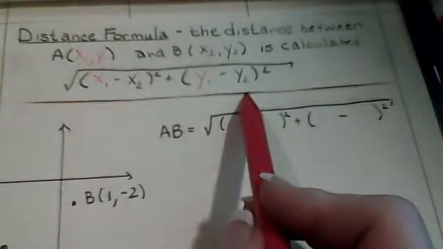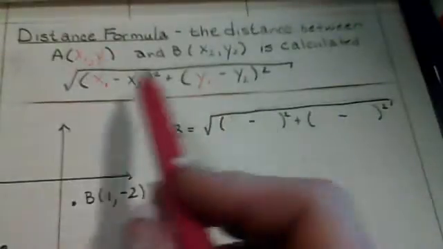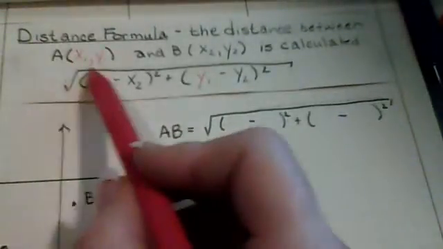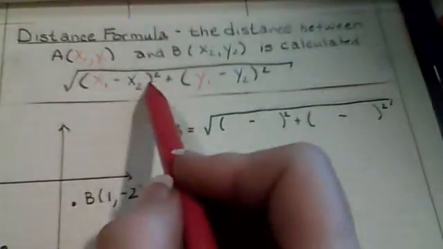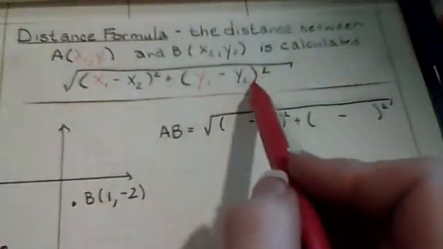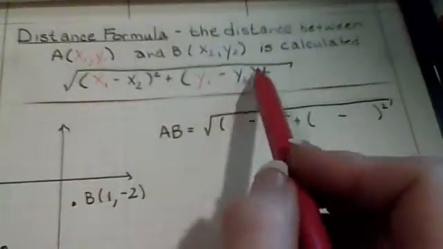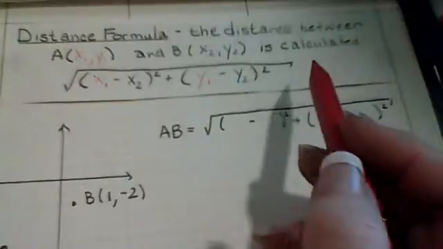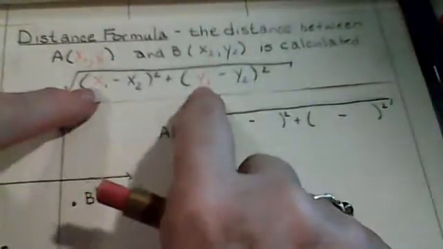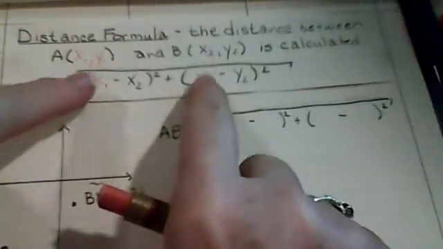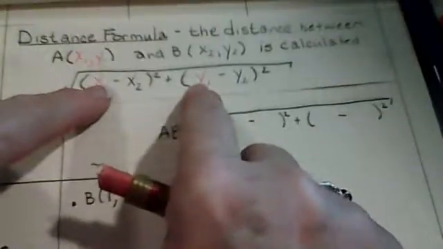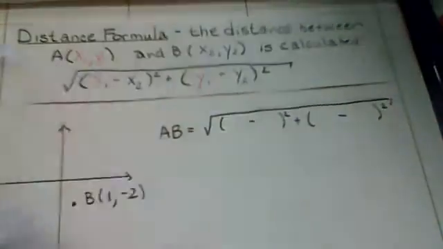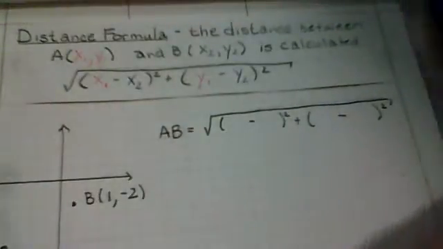Now you don't have to memorize this formula. This formula is on your formula charts, which you can use on the test. You're going to take the square root of the quantity x sub 1 minus x sub 2 squared plus the quantity y sub 1 minus y sub 2 squared. Now, it does not actually matter which point comes first, as long as the points are in the same corresponding area to each other. So let's come down here and do an example.